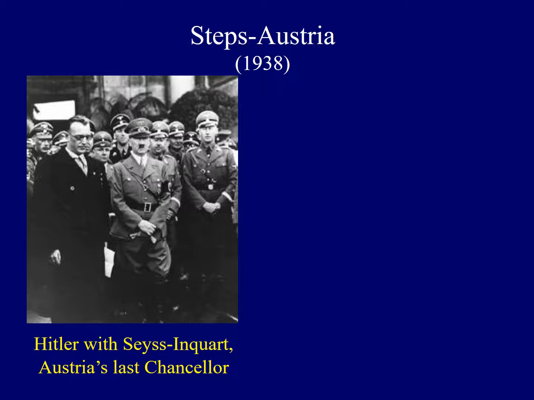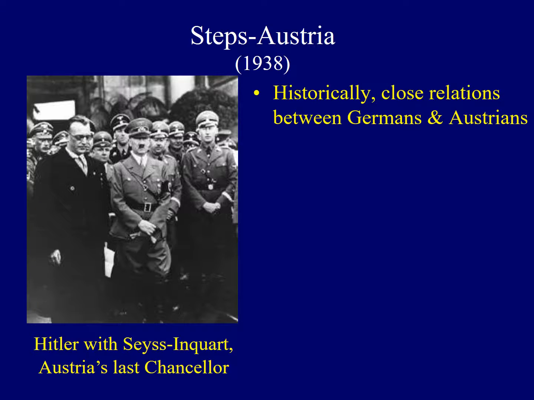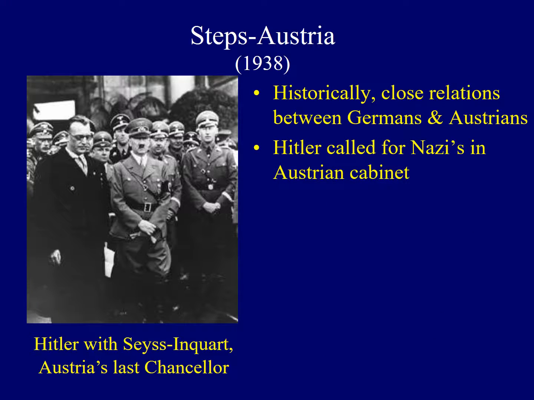Historically, there had been close relations between people living in Germany and Austria over the years. In fact, Hitler was even born in Austria. Because of these historical links, Hitler called for Nazis to be included in the Austrian cabinet. When leaders balked, German troops occupied and invaded Austria.